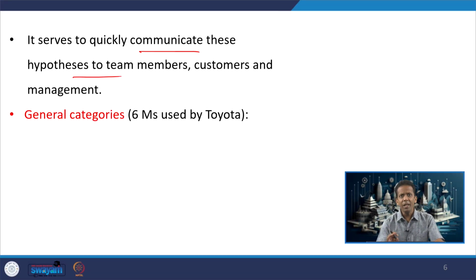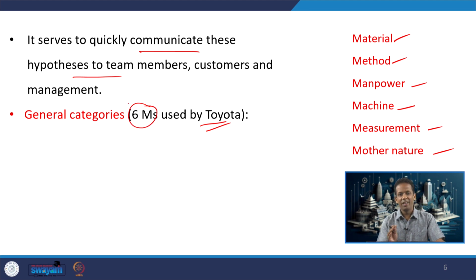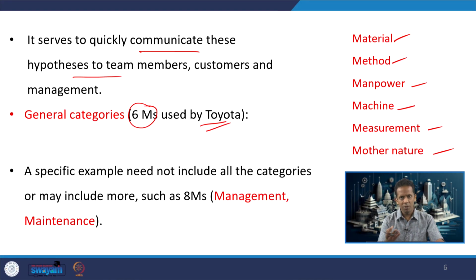It was used earlier in the corporate sector by Toyota, and they focused on the 6 general categories of material, method, manpower, machine, measurement and mother nature. Mother nature means environment. They just tried to keep every word starting with M, but this is not a prerequisite for a fishbone diagram. You can have your own categories, and it need not even be 6 categories, it can be much more than that. Some companies have added 2 more M's, which are management and maintenance, which may not come under these 6 categories.